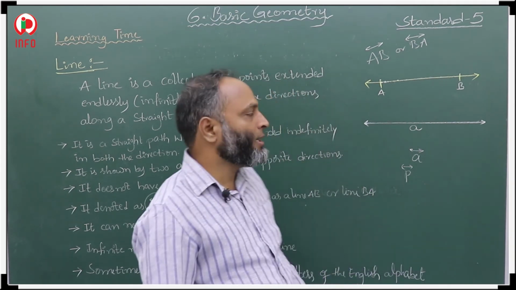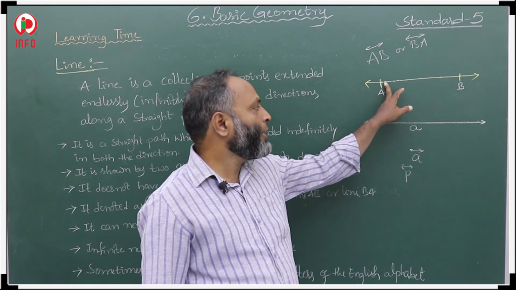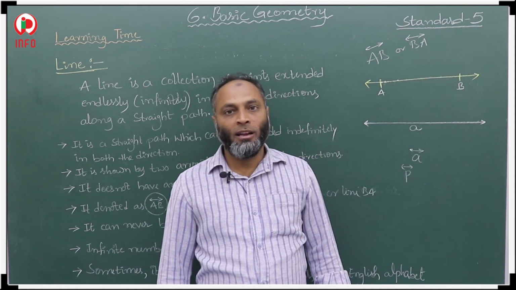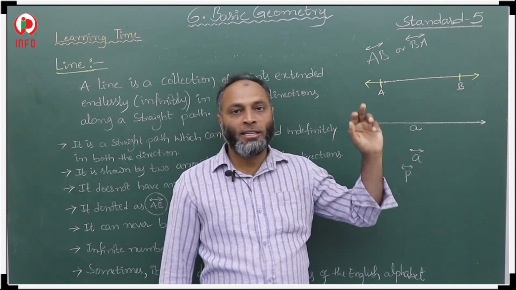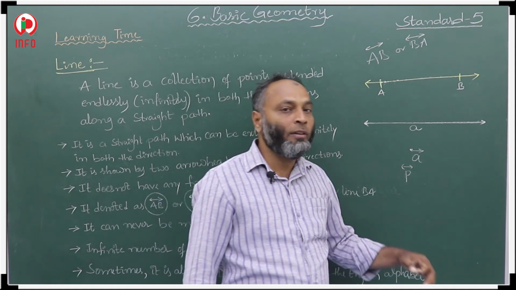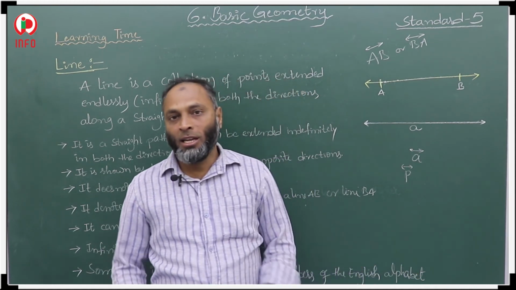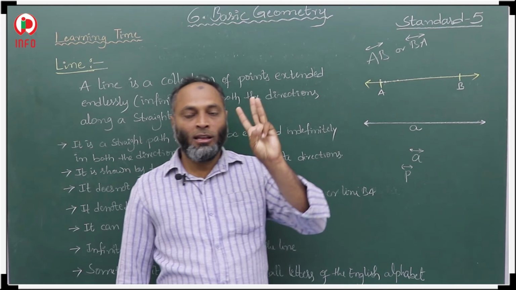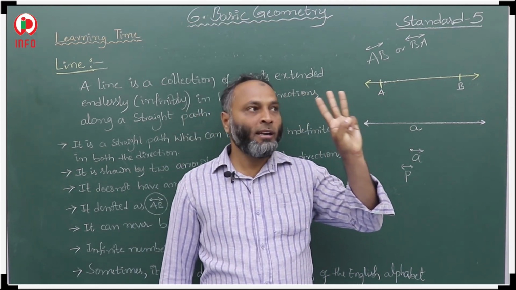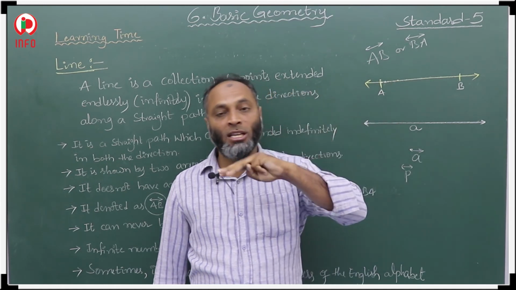So how many points are there on the line? Infinite points are there. And how does the line extend? It extends endlessly in both directions. And how does it move? In a straight path. The three things: infinite points on the line, it extends in both directions, and it moves in a straight path.